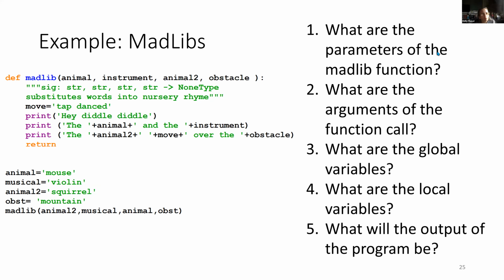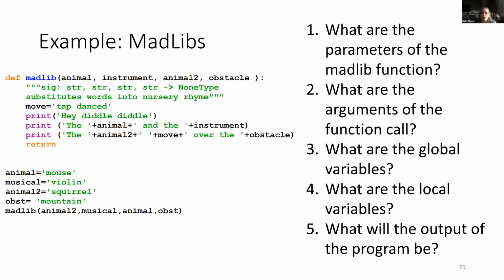So Python can do the same thing. Maybe you've played this game, but even if you haven't, I hope that this is a fun way to take a look at this. So here we have our function, def madlib. It's going to take animal, instrument, another animal, and obstacle. Here's our signature, and it's going to substitute words into the nursery rhyme, Hey Diddle Diddle, which we can see has all these substitutions in it. So we've set up some values for these things to substitute in. We've chosen an animal, an instrument, another animal, and an obstacle of a mountain. And then we're going to do our madlib function call to find out what our story is.